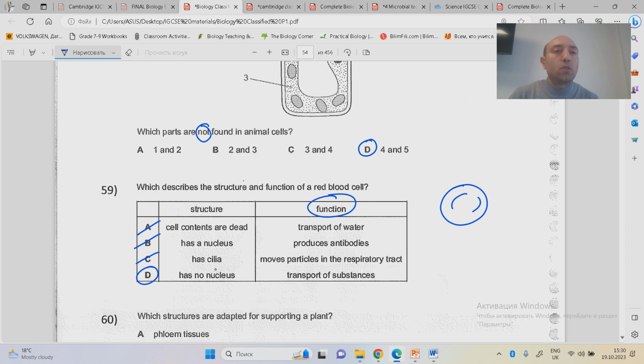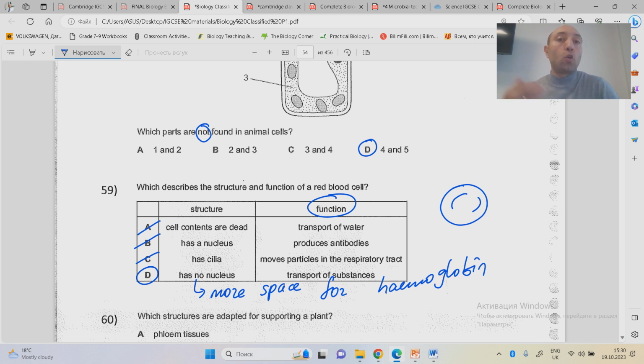And you must know, dear students, this information that red blood cells, by losing the nucleus, have more space. So without a nucleus, they will have more space for hemoglobin. You know, more hemoglobin means that there will be more oxygen transport.